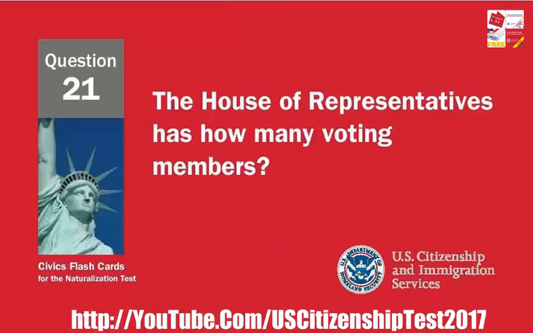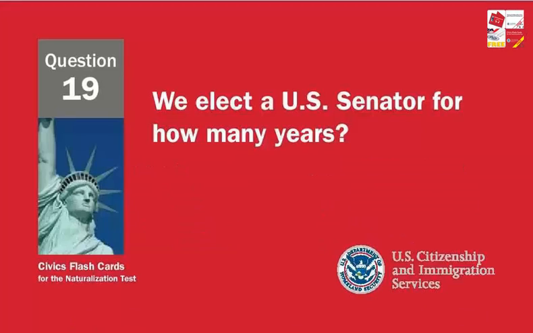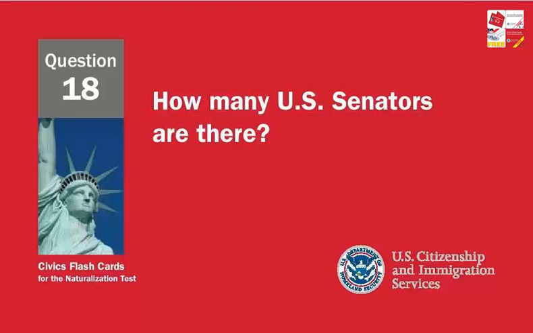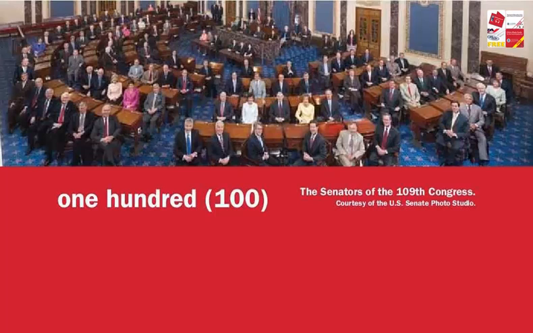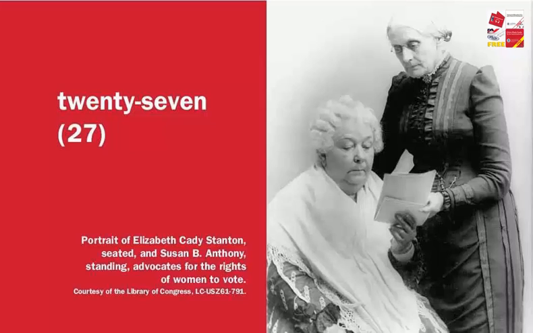The House of Representatives has how many voting members? 435. We elect a U.S. Senator for how many years? 6. How many U.S. Senators are there? 100. How many amendments does the Constitution have? 27.